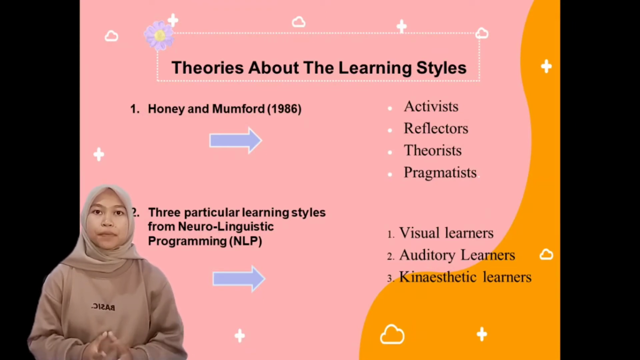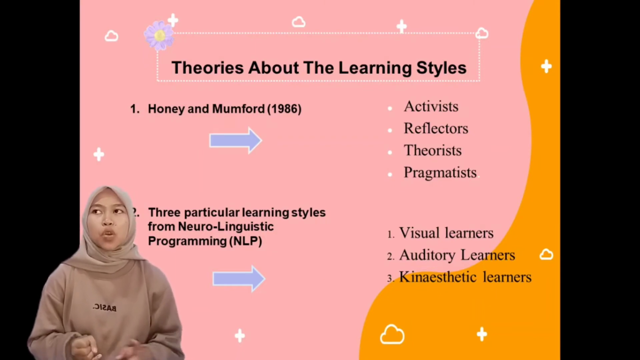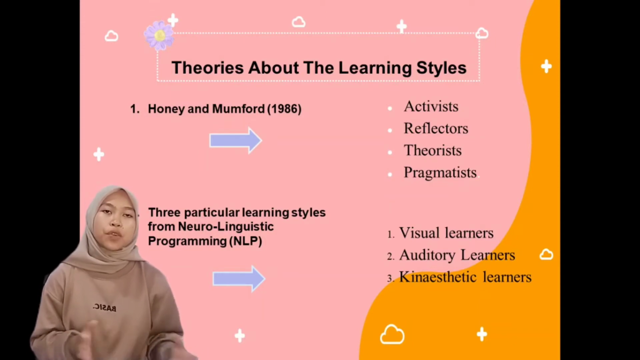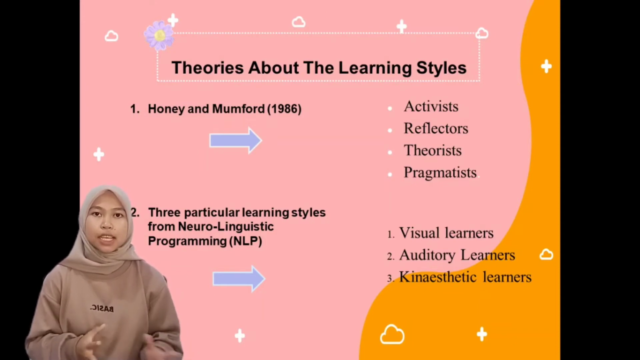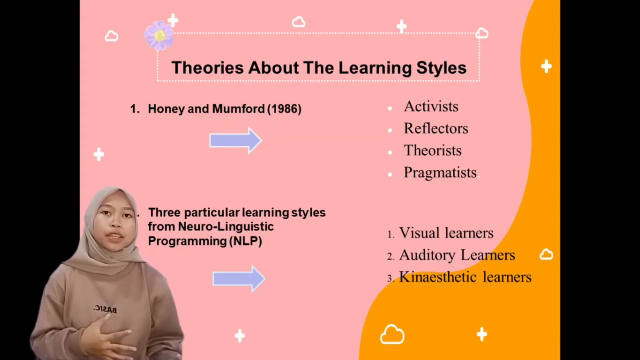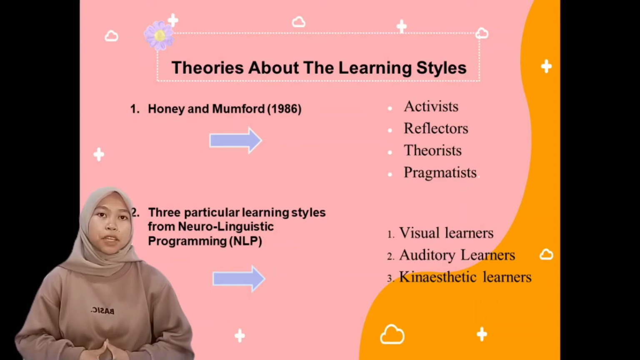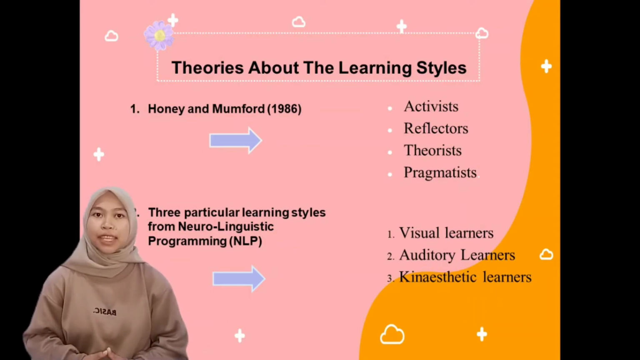The first expert, Honey and Mumford, described the first styles. One is activist, who prefers to learn by doing rather than, for example, by reading or listening. The second is reflector, who stands back and observes. The third is theorist, who likes to adapt and integrate all of their observations into frameworks. And the last but not least, pragmatists, who are keen to seek out and make use of new ideas.